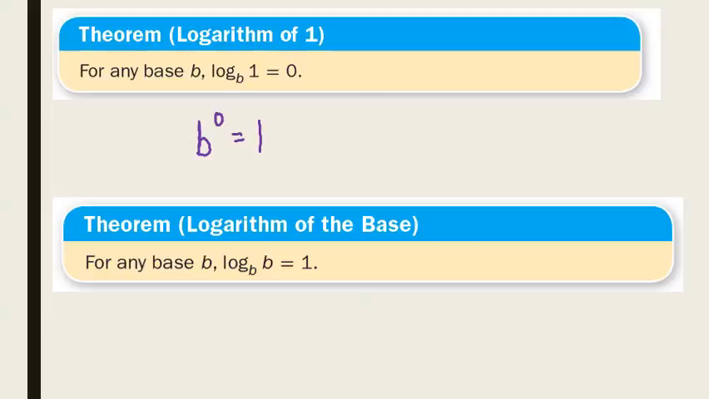Same thing for the bottom one. Log base b of b is always going to equal 1. Because if you think about what this is asking, log base b of b, what that logarithm is asking for is what power of b is going to equal b? Well, b to the first is equal to b, so that would tell us that this has to equal 1.